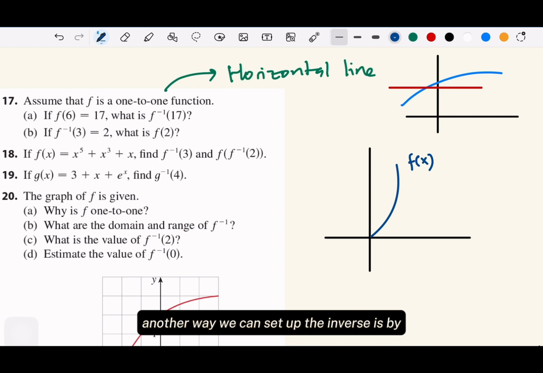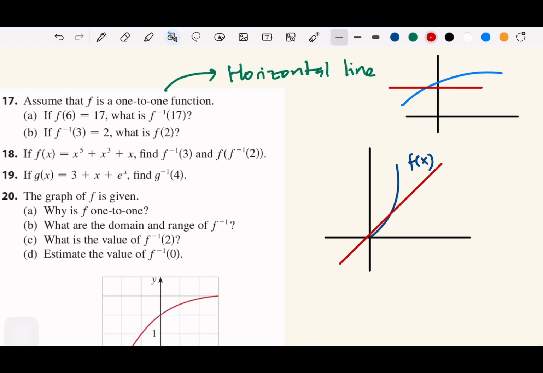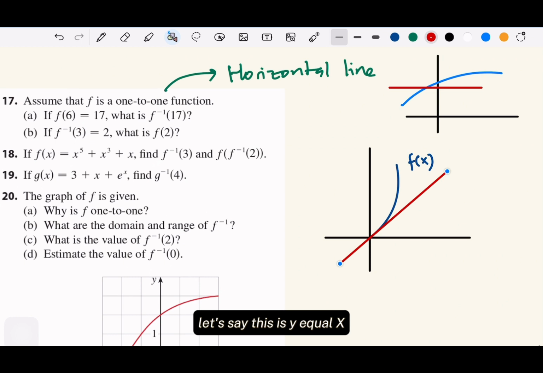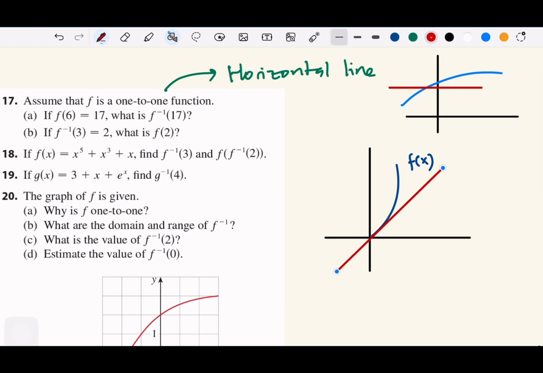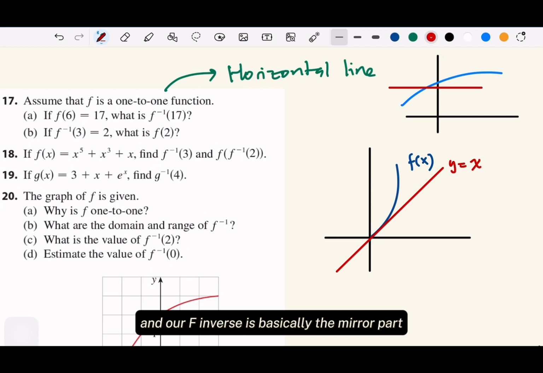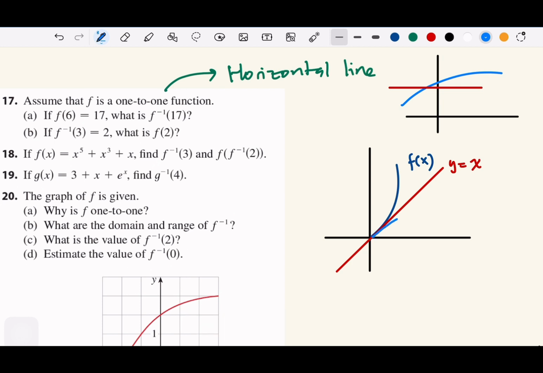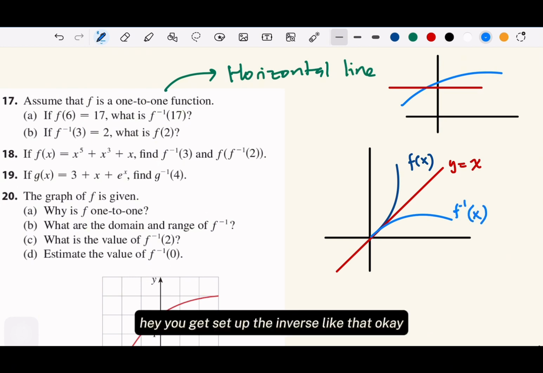Another way we can set up the inverse is by taking the y equals x line. I think I mentioned it in class, but just briefly, so let me make sure that we are on the same page. So we can also set up, let's say this is y equals x. And our f inverse is basically the mirror of f through the y equals x line. So this will be the f inverse. We can set up the inverse like that.